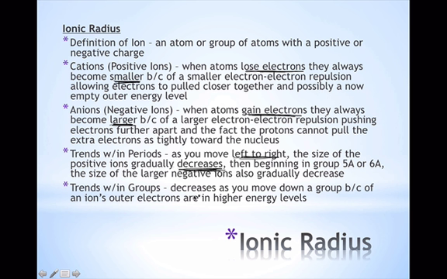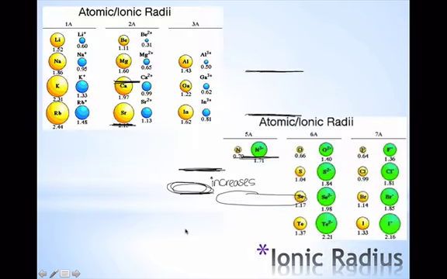And then within a group, it's going to decrease as you, nope, this is the one that was the typo. Make sure you change that to increases. This is going to increase as you move down a group because you're getting more energy levels. So make sure you change that on your paper. Let's look at some pictures.